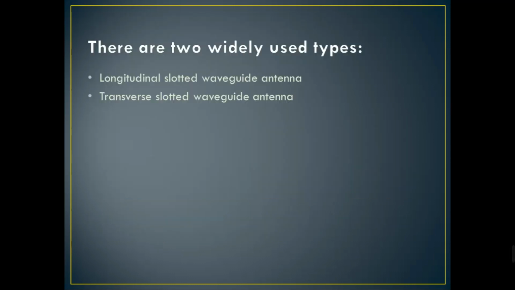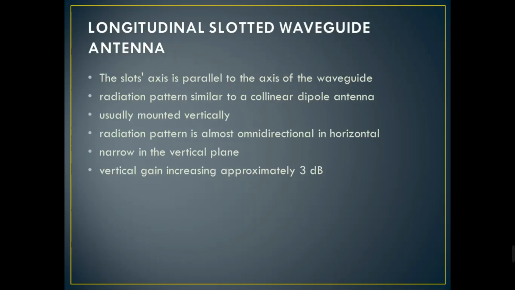So there are two widely used types of slot antenna. First is the longitudinal slotted waveguide antenna, and the second is the transverse slotted waveguide antenna. So first is, of course, the longitudinal slotted waveguide antenna, having a slot axis parallel to the axis of the waveguide. This has a radiation pattern similar to a collinear dipole antenna and is usually mounted vertically.